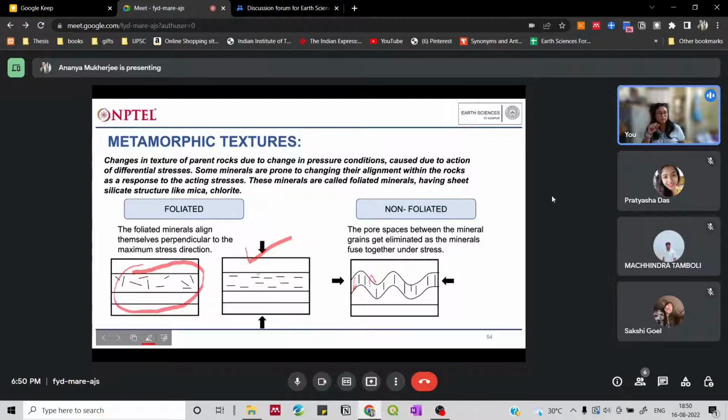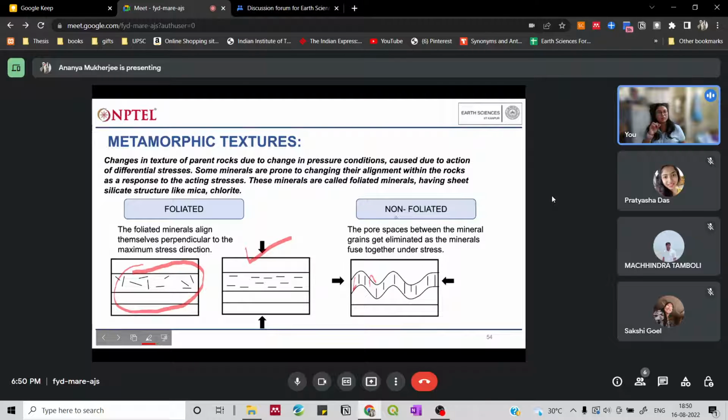Now based on the presence of such foliated minerals, we have foliated metamorphic rocks and we have non-foliated. Foliated means that there are foliated minerals first of all, and they align themselves in a certain direction, and you can see this alignment in the rocks.